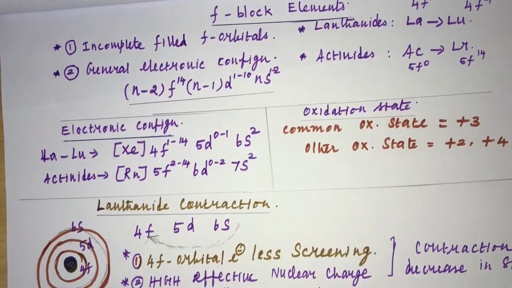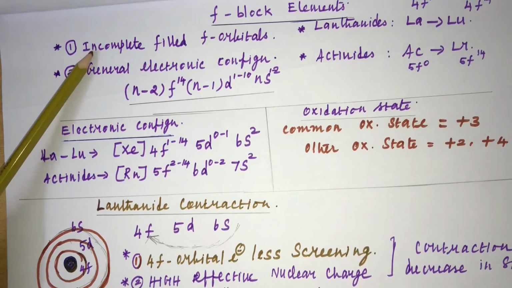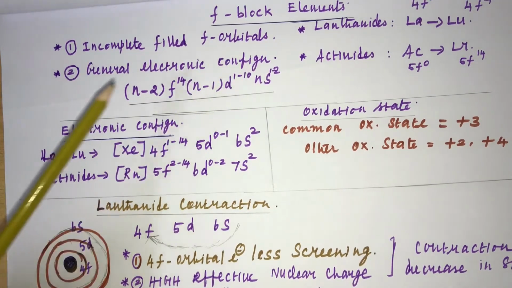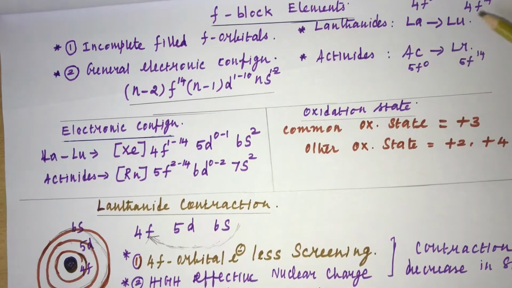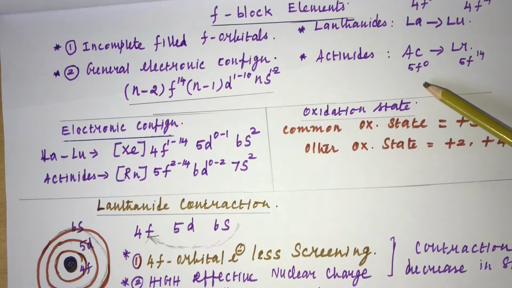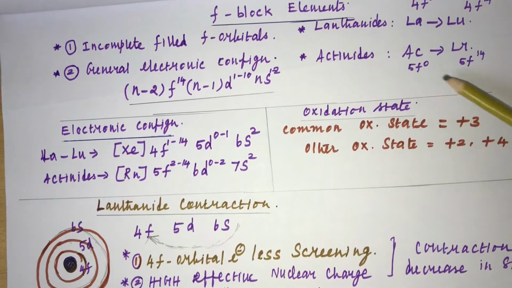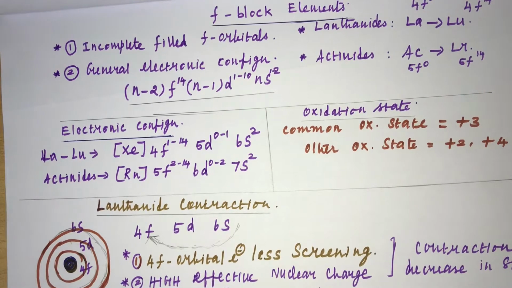What are F block elements? The elements which possess incompletely filled F orbitals are called F block elements. There are two F block elements, lanthanides and actinides. Lanthanides start from lanthanum to lutetium. Actinides are actinium to lawrencium. Here in lanthanides 4f0 to 4f14. Here in actinides actinium 5f0 to lawrencium 5f14, as I said already.